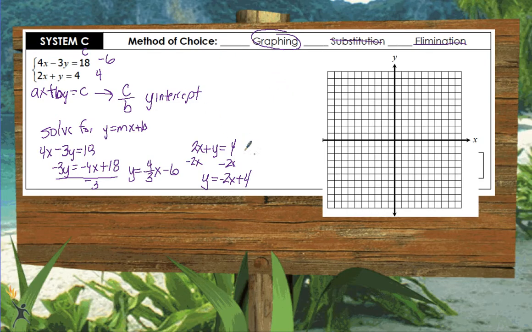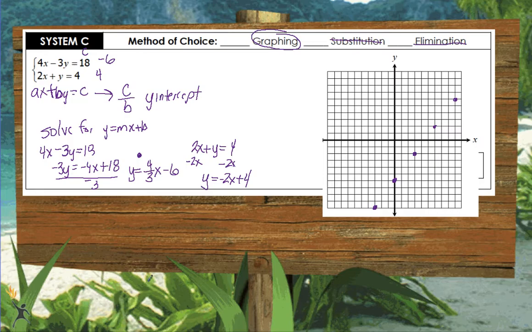So let's go ahead and graph this first equation in purple. So we start at negative 6. There's negative 6. Then we go up 4, to the right 3. Up 4 more, to the right 3. Up 4 more, to the right 3. And then we're going to do the same thing but opposite. Down 4, to the left 3. So there's my first line.